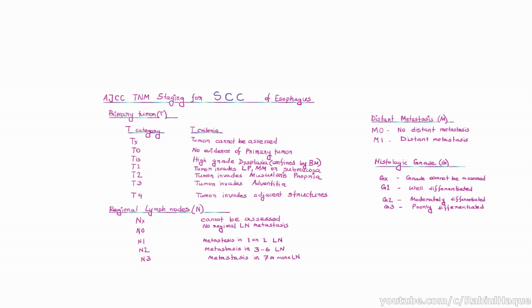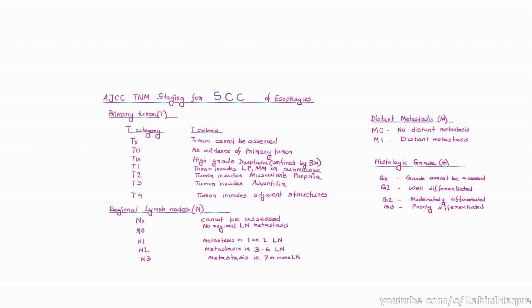What do we mean by grade 2 or moderately differentiated squamous cell carcinoma? Here there will be evident cytological atypia, and the cells will be less orderly in their arrangement, and mitotic figures are easily identifiable. And the last grade is poorly differentiated, and here we won't be able to identify them as squamous cells. They will be mainly basal-like cells, and they will form nests with or without central necrosis.